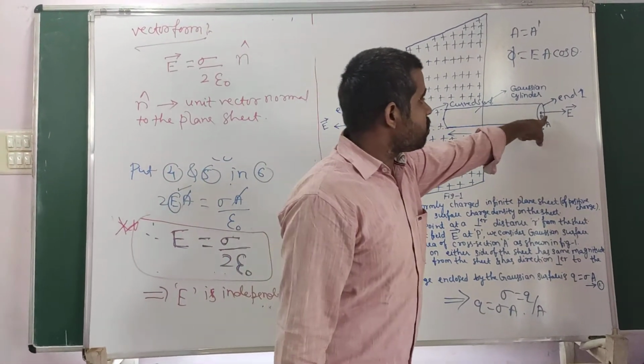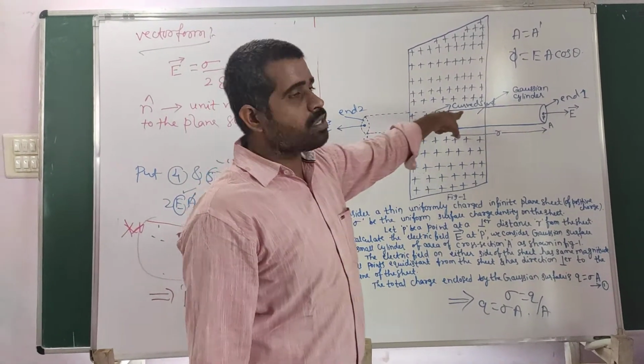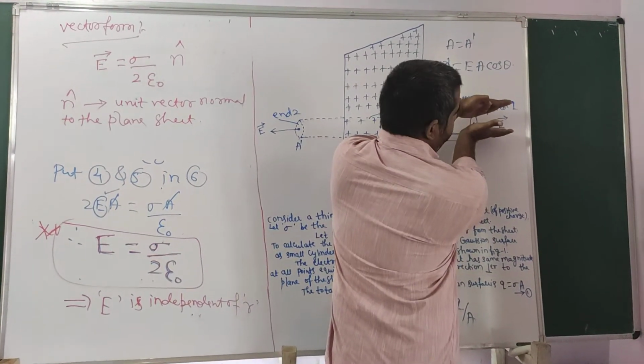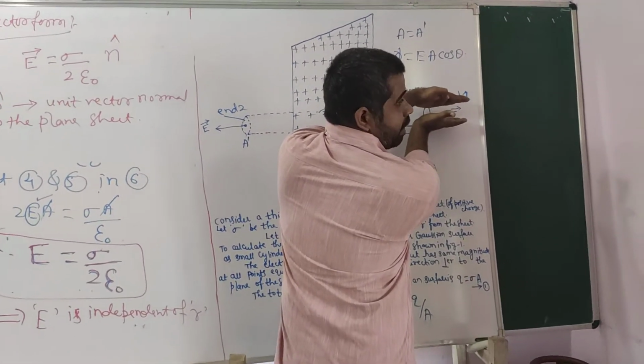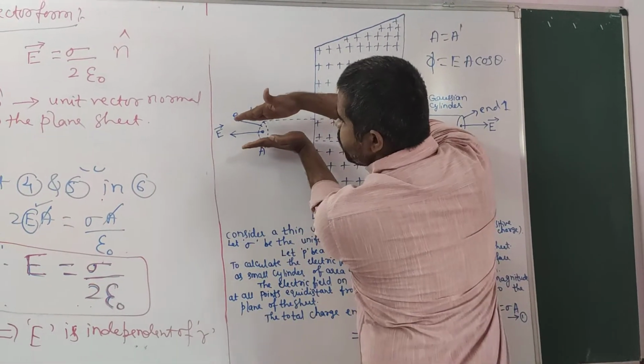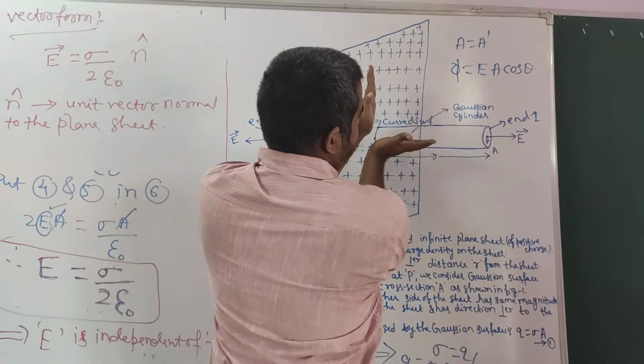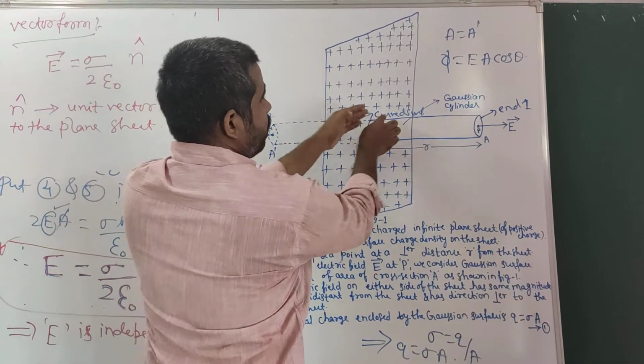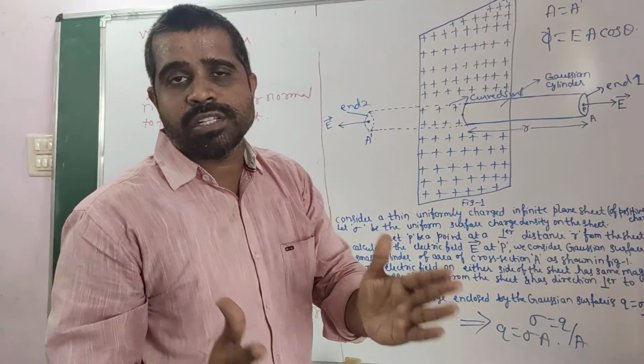This is phase 1. This is phase 2. This is curved surface. Phase 1 में क्या है? In phase 1, electric field and normal they are parallel. Here also electric field and normal they are parallel. But in curved surface, electric field and normal they are perpendicular. 0 degree, 0 degree, 90 degree. What is phi? Phi 1 plus phi 2 plus phi 3.